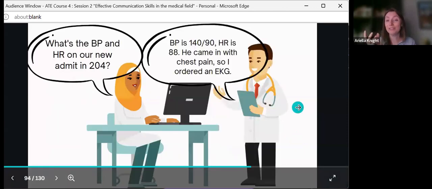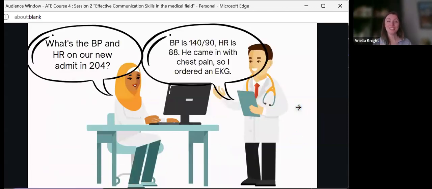Here's an example of a conversation with all these acronyms. We have someone saying, what's the BP and HR on our new admit in 204? What does it mean, in 204? Can someone guess? What is 204? Tell me in the chat, what do you think it means? Our new admit in 204. Yeah, okay, good. Sarah says room. Lala says patient's room. Yep, exactly.